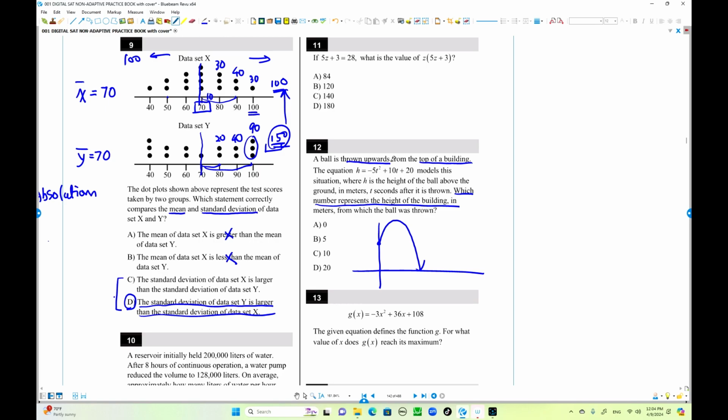Where is the height of the building? Here, right? That's the height of the building. So when t equals 0, 20 is the height of the building. Choice D is the answer.